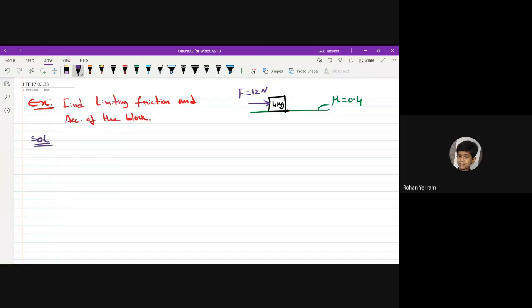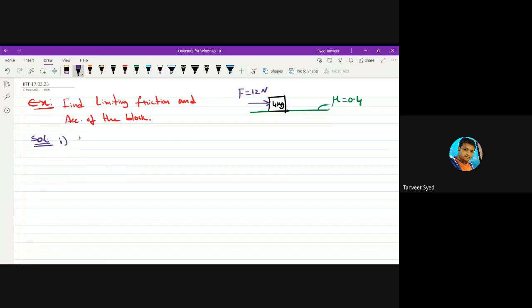Limiting friction is the maximum value of static friction. Static friction is that friction which acts between two bodies which are at rest when one body tries to move over the other. Maximum value of that static friction is limiting friction.